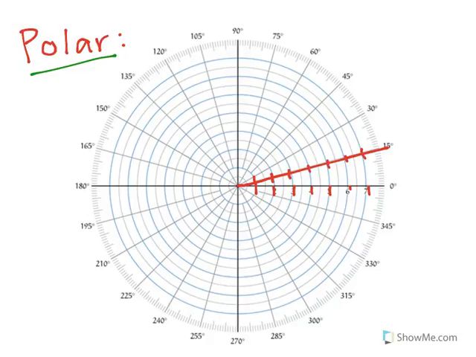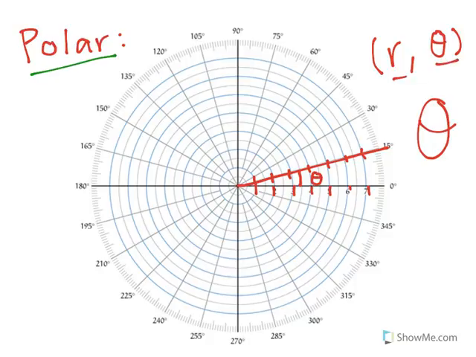We can also measure the angle. This is the angle. It's usually denoted as the Greek letter theta, which looks like this. In polar, we usually write our ordered pairs like this: r, comma, theta. Thus, we can specify any point on the grid using a radius and an angle.